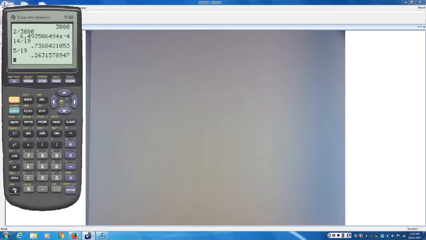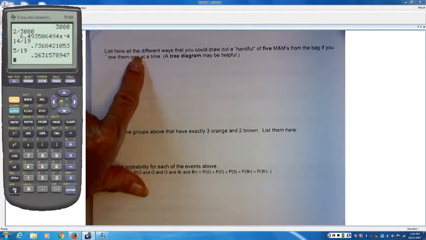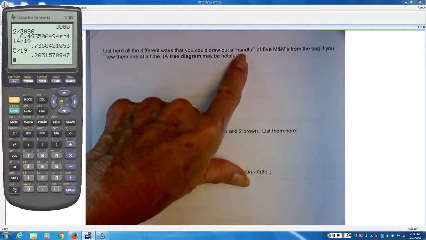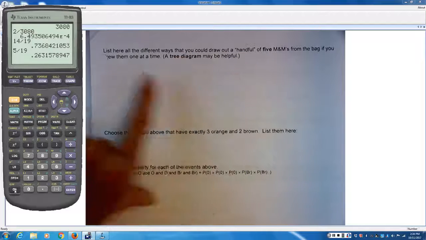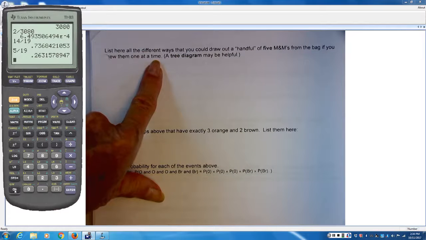Now this next question, y'all should know how to do, but it may intimidate you a little bit. This says, list here all the different ways you could draw out a handful of 5 M&Ms if you drew them one at a time. Now remember, there's only brown ones and orange ones in there.